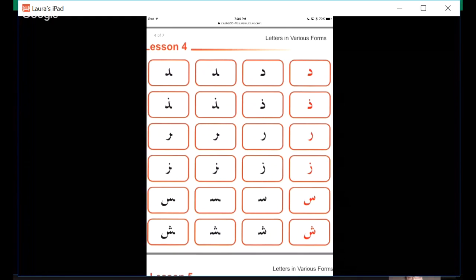Okay, the next letters that we have are seen and sheen. Now these are not one-way connectors, so they actually have four different shapes. The first column is seen in its isolated position, just like we learned it last week. Followed by seen at the beginning of a word in the second column, seen in the middle of a word in the third column, and seen at the end of the word in the fourth column. You can see how it changes.